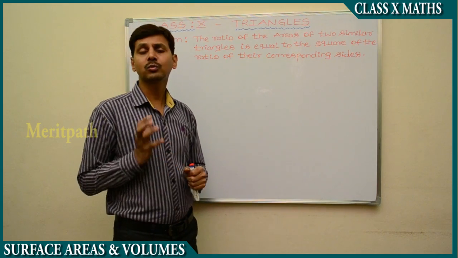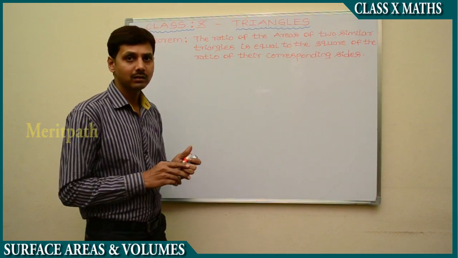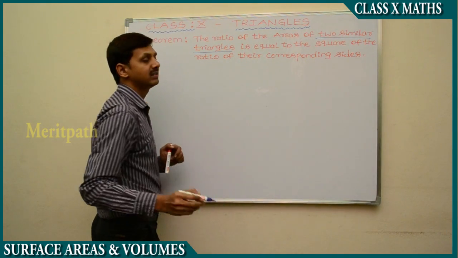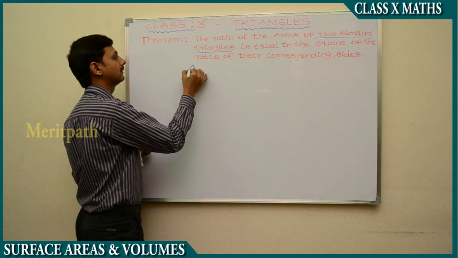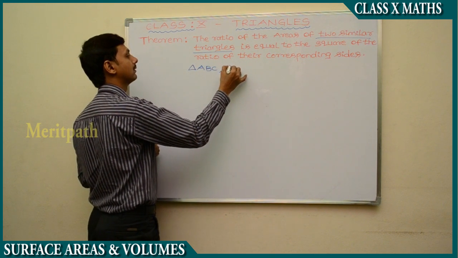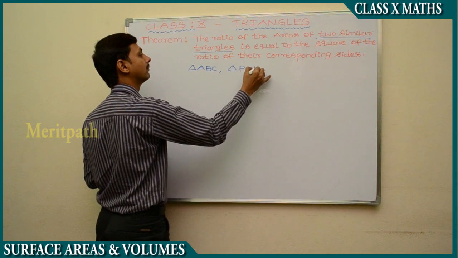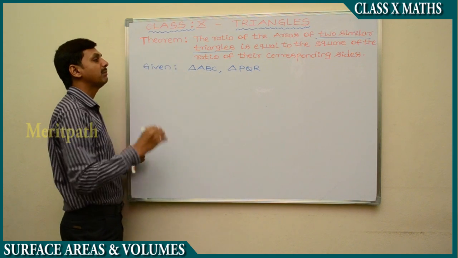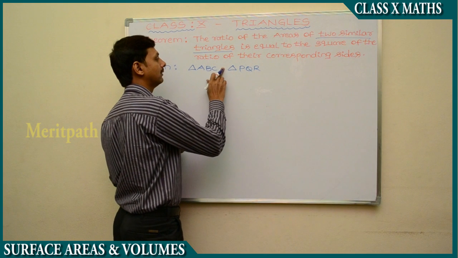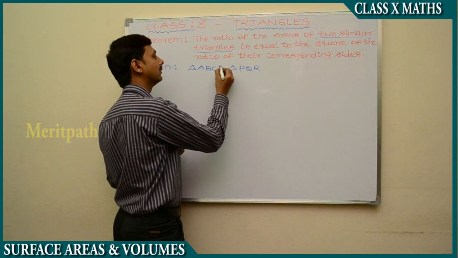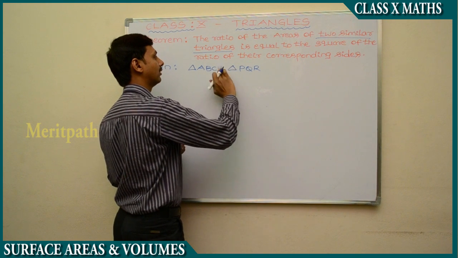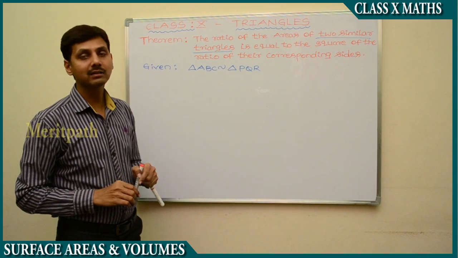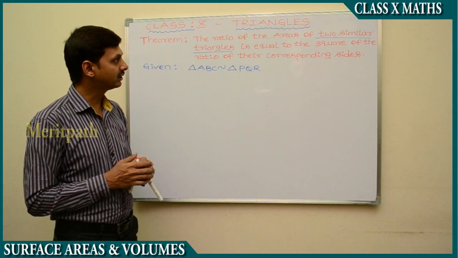So let's take two triangles. We have two similar triangles. Let's take triangle ABC and triangle PQR. These are given. What is given for us? Triangle ABC and triangle PQR are similar, not congruent, similar to each other.